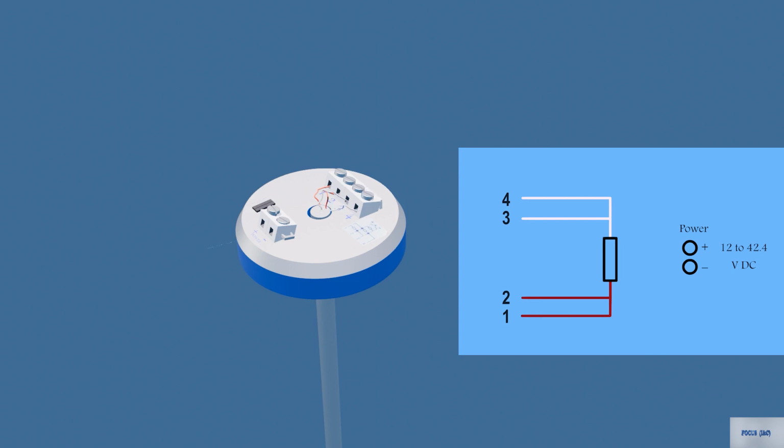Connect the positive power lead to the plus terminal. Connect the negative power lead to the mains terminal. The power required across the transmitter power terminals is 12 to 42.4 volts DC.